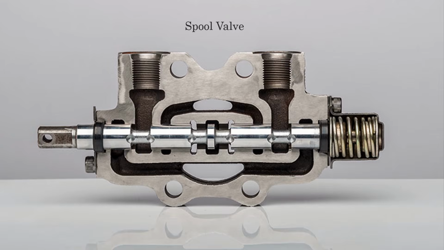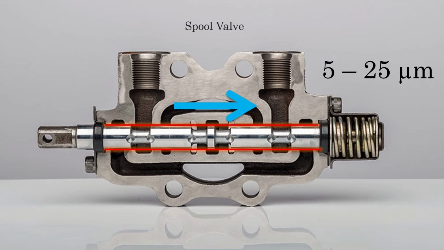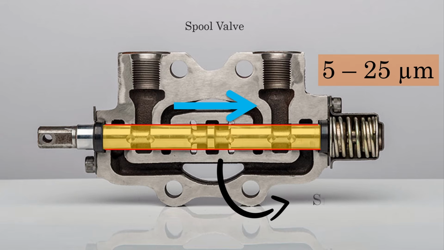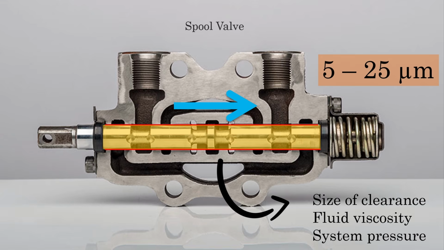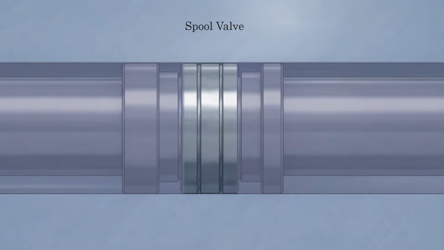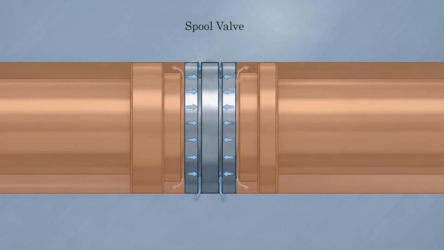Now, spool valves require a small clearance between the spool and the housing, typically 5 to 25 microns. This clearance is necessary to allow smooth movement without sticking and to ensure proper lubrication of sliding surfaces. But because of this clearance, there is always an internal leakage between the parts. And this leakage depends on the size of the clearance, the fluid viscosity, and the system pressure.